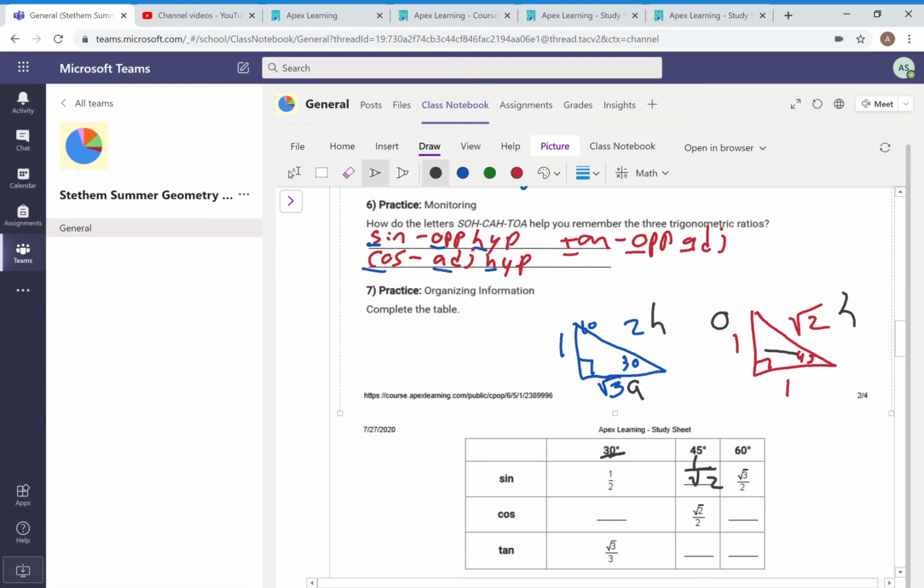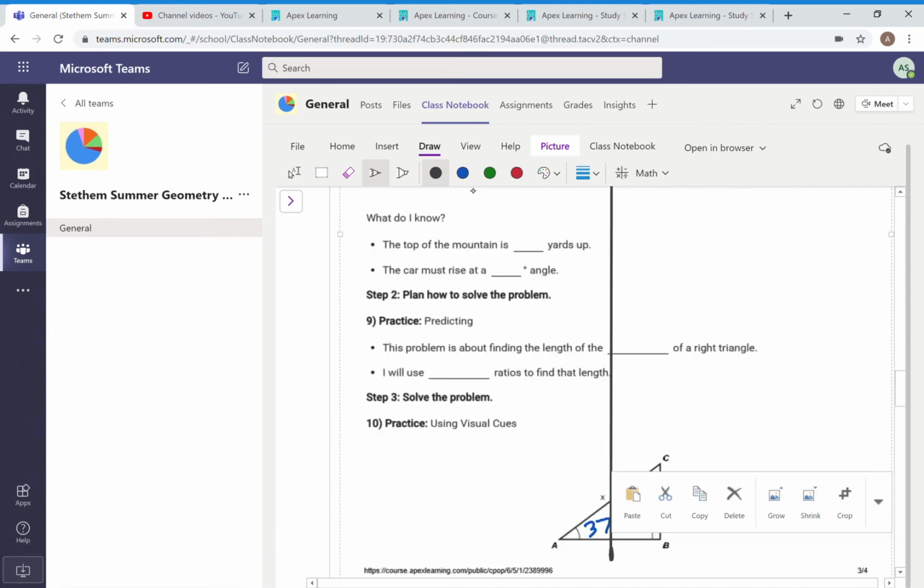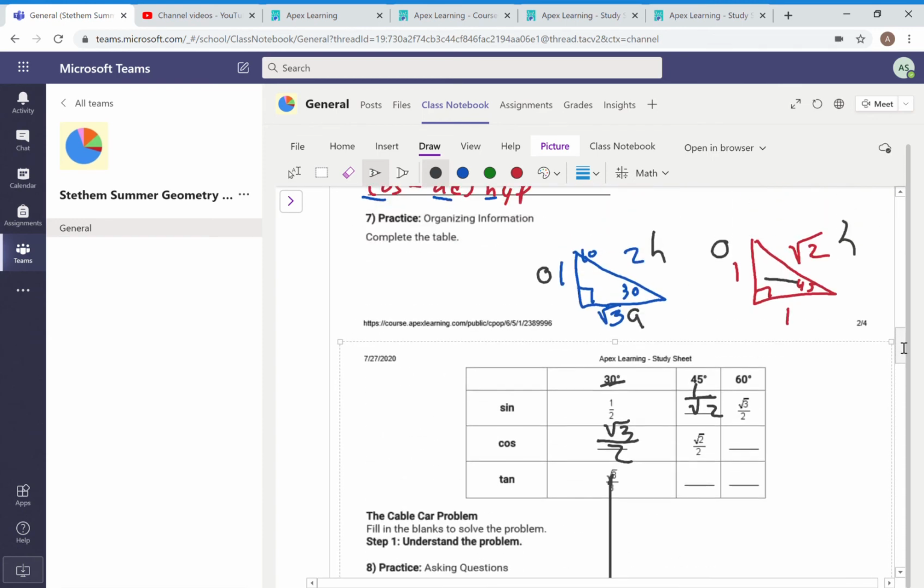Adjacent over hypotenuse. So I do square root of 3 over my 2. And then finally, we would do my tangent. Tangent will be opposite. I don't know what they did here, this is not right. Opposite should be your 1 over your square root of 3 if you're doing tangent of 30.